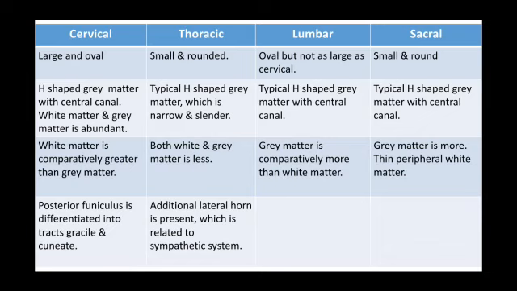Apart from this, in the cervical region, the posterior funiculus contains the fasciculus gracilis and the fasciculus cuneatus. These are additional tracts. Whereas in the thoracic region, we are going to find the lateral horn, which is a classical feature compared to the other regions. This is related to the sympathetic system.